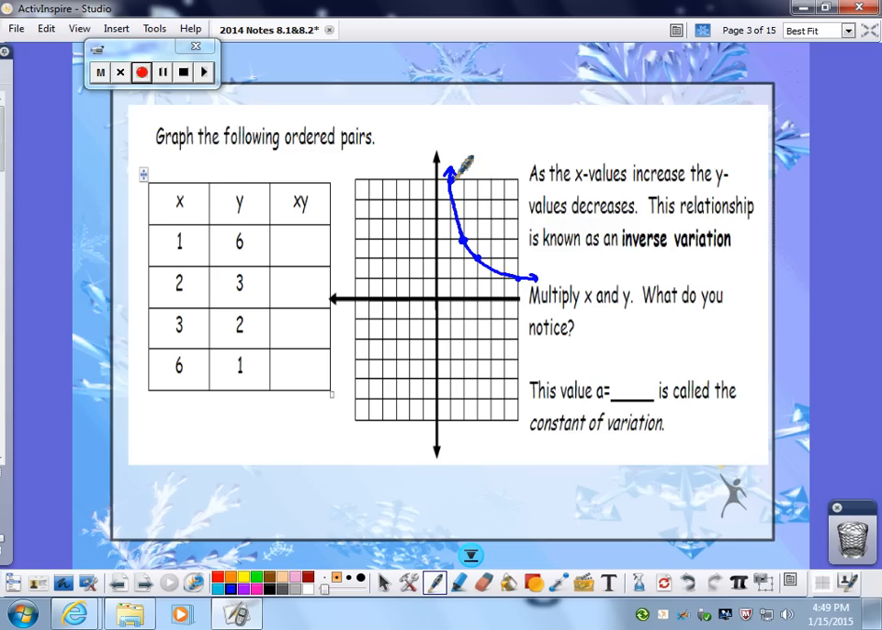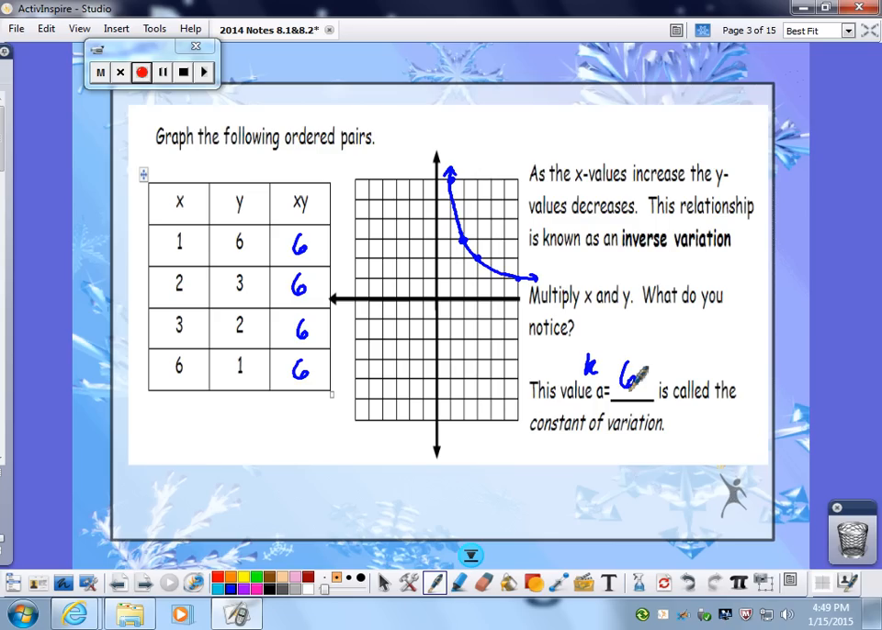All right, we're going to come up with an equation of this also. Inverse variation. Now let's see what we notice. Let's multiply x times y. So 1 times 6 is 6. 2 times 3 is 6. 3 times 2 is 6. And 6 times 1 is 6. So here again, notice we're getting the same product each time. This means our value a, or k, it's still the constant of variation, is equal to 6.